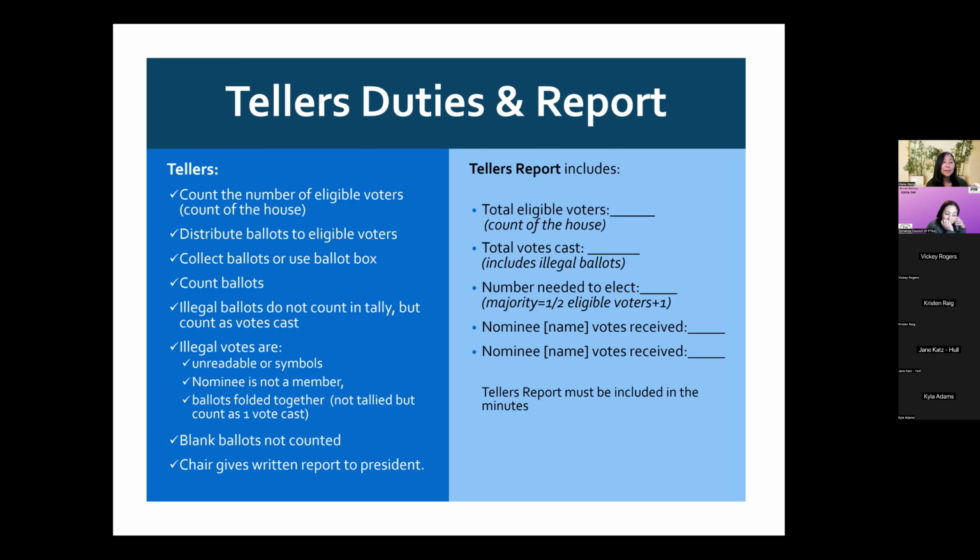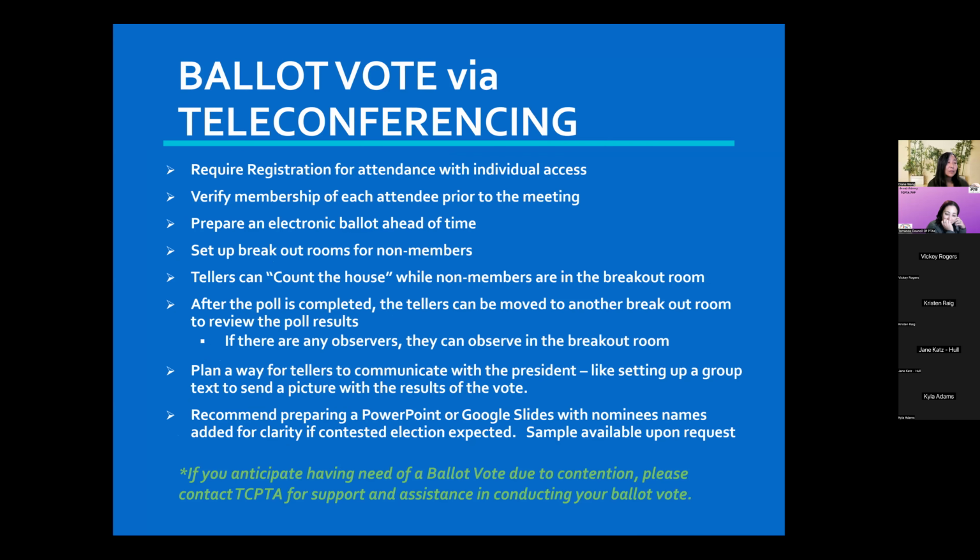But if you are going to do this via teleconferencing, you will want to do a few things ahead. Actually, in some ways, it's a little bit easier because you can do a Zoom poll and that automatically goes out to everyone in the room. But there are some things you will need to do as safeguards to ensure that only members are voting. So I recommend that you require registration for attendance, just like we did today, so that you have all the names ahead of time. You want to verify the membership of each attendee prior to the meeting.